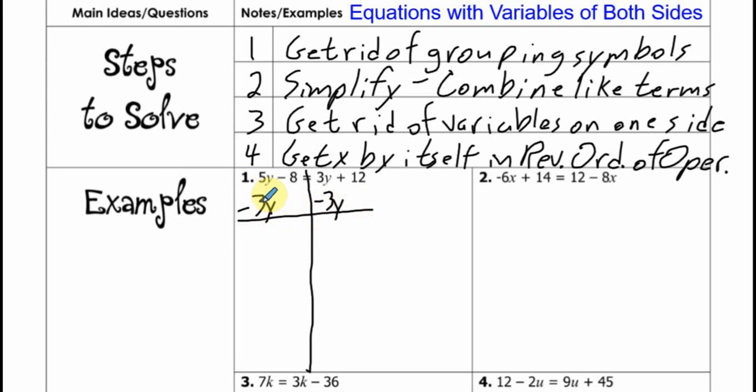So now 5y minus 3y, you get 2y. Make sure you remember to bring down the minus 8. You can put your equal signs here if you like to. And then the 3y minus 3y, that's zeroed out. It's gone, and 12. And now you're back to step 4. It's only one new step at this point. So now it's a minus 8, so we plus 8.